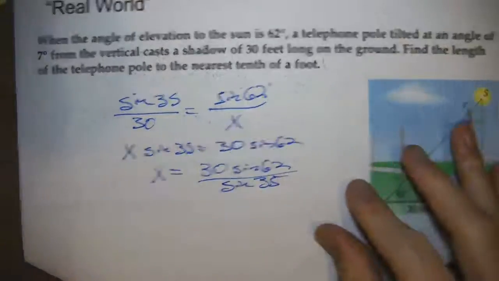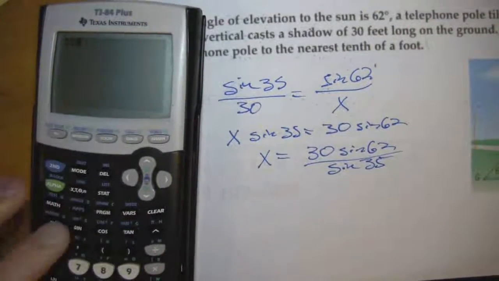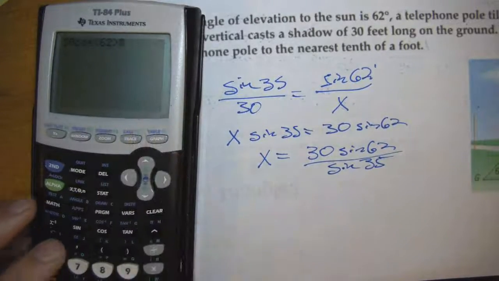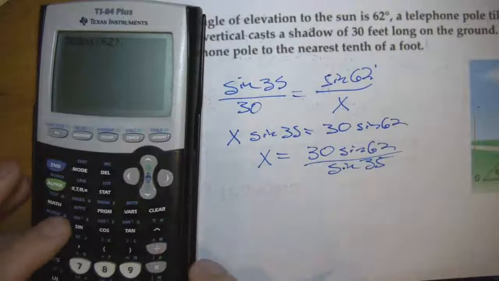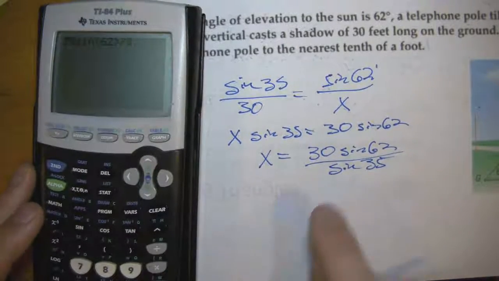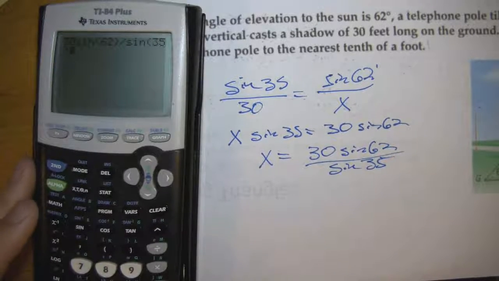And again, with a calculator, we can do this relatively quickly. We'll get 30 multiplied by sine of 62. Again, get in that habit. Close those. Oh, not cosine. Look at me. Sine. There we go. Sine of 62. And again, make sure you close those parentheses. Divided by sine of 35. Again, close those parentheses. Get in the habit now.